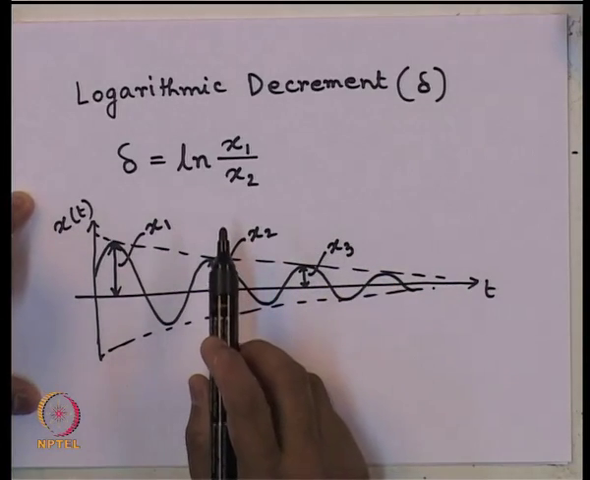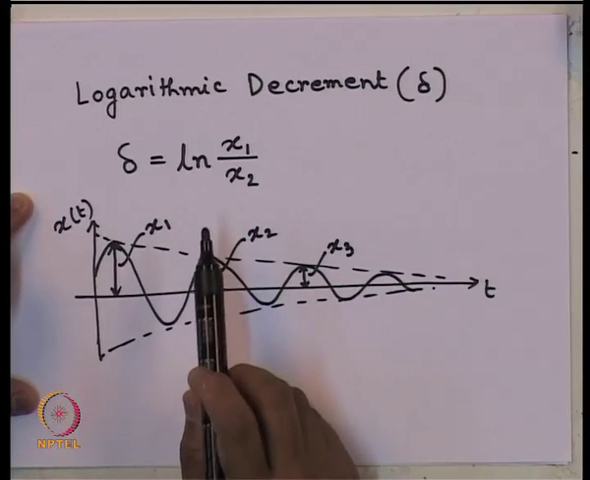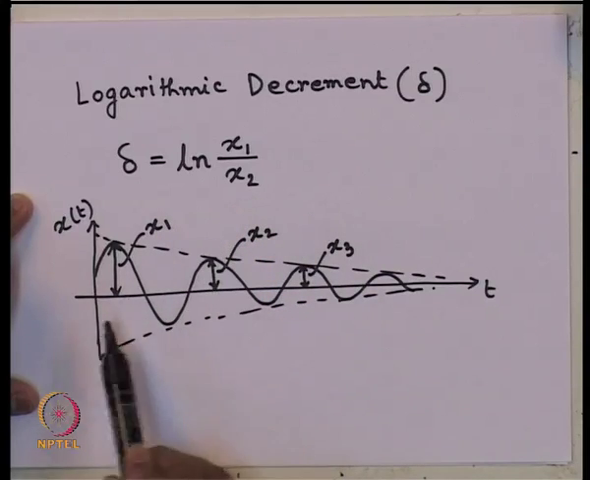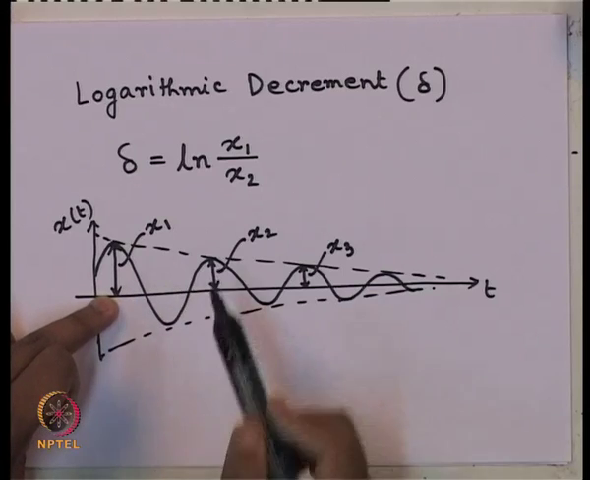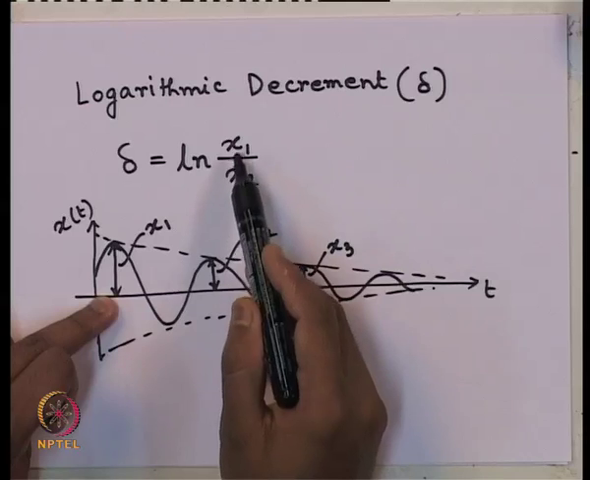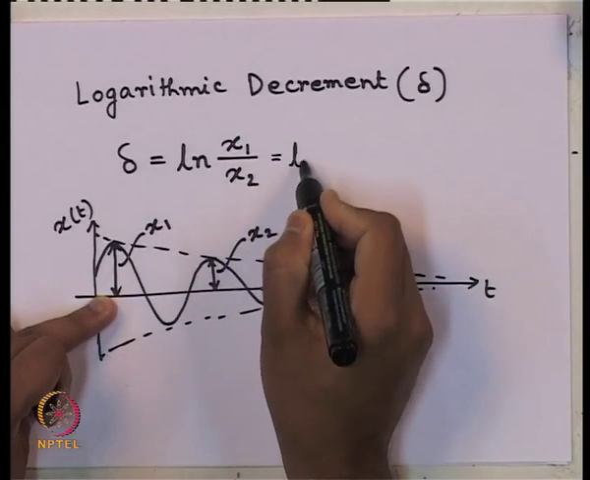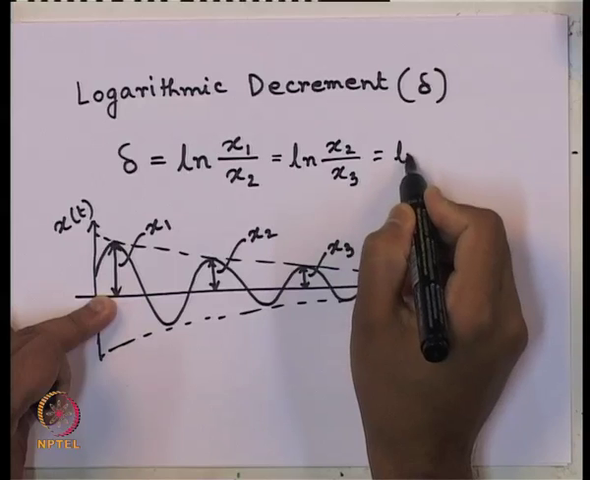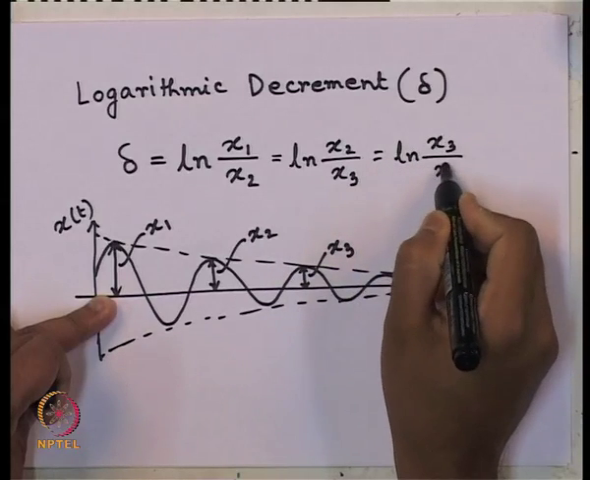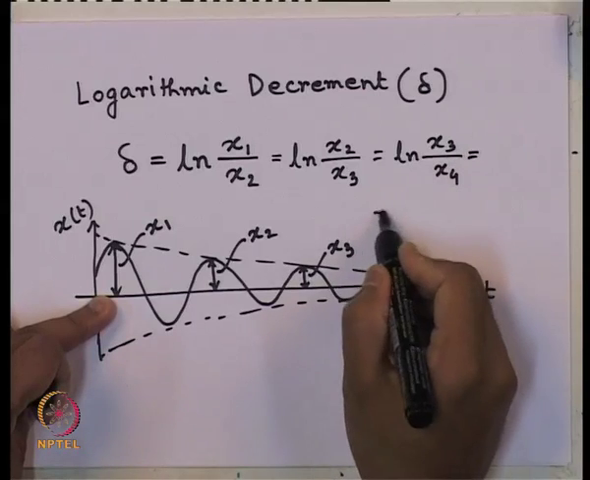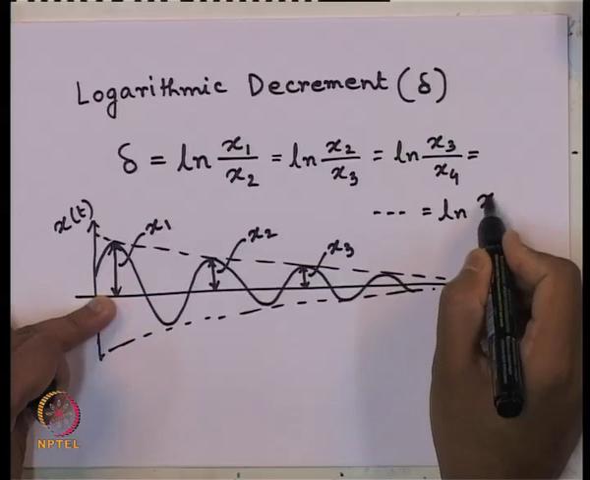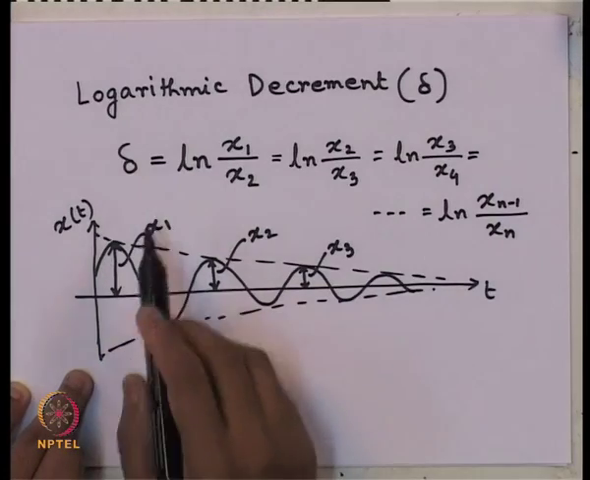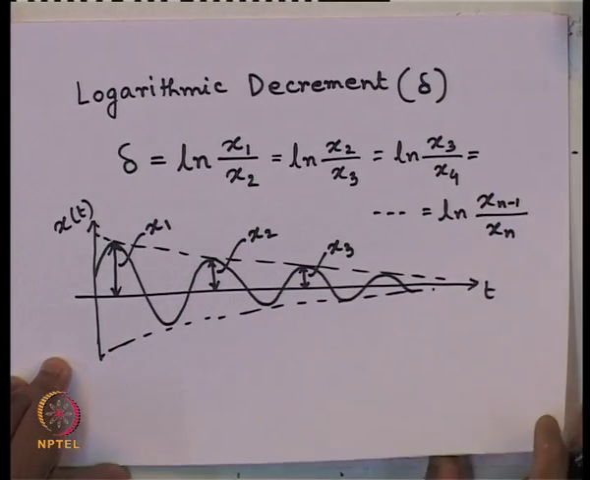So, as the definition says, the decay of motion or the logarithmic decrement is the measure of the decay of successive maximum amplitude. Successive means one after another. So, it can be natural log of x1 by x2 or natural log of x2 by x3 or natural log of x3 by x4. It can be written as natural log of the (n minus 1)th to the nth in the cycle. That is how the logarithmic decrement is expressed.